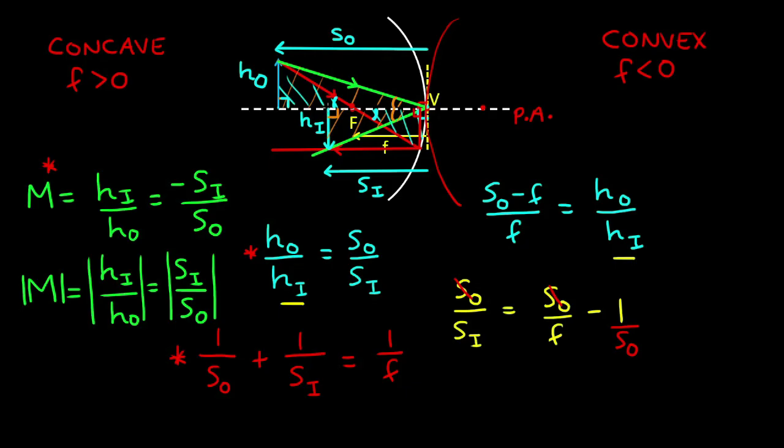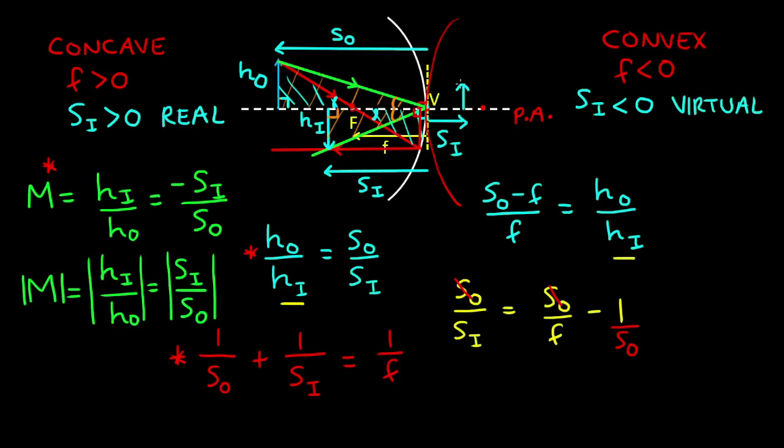Now if the distance to the image is positive, so the image is on the same side of the mirror as the object, then the image is real. But if we end up getting a distance to the image being negative, so for example where we have a convex mirror, then the image is virtual, so it's on the opposite side of the mirror compared to the object.